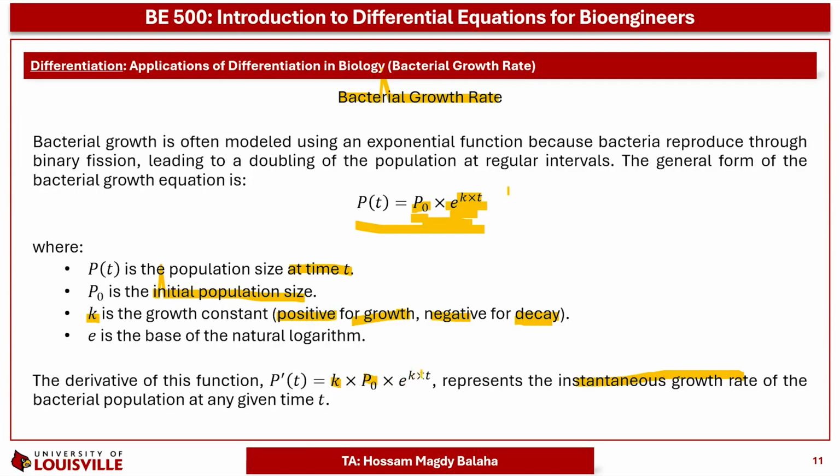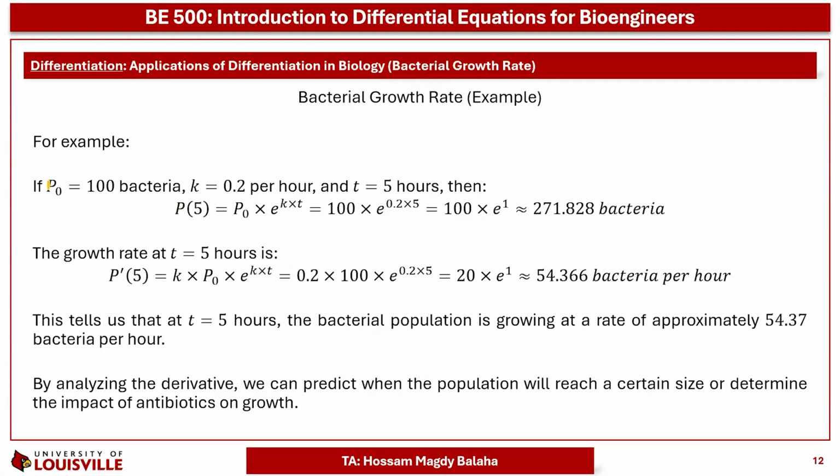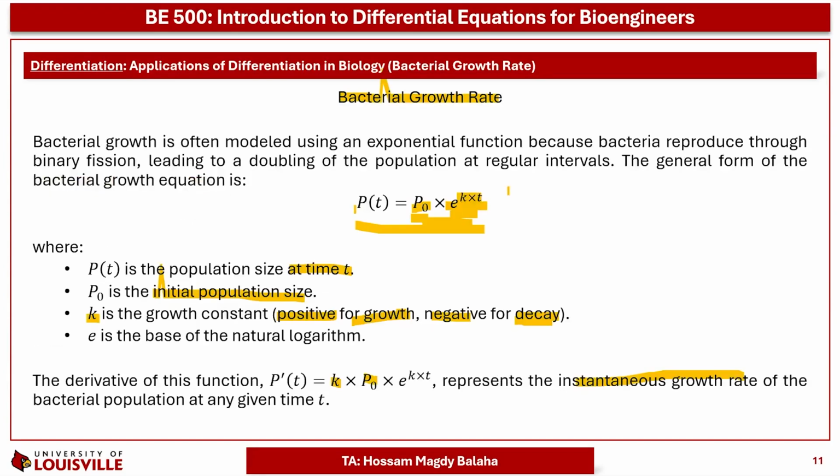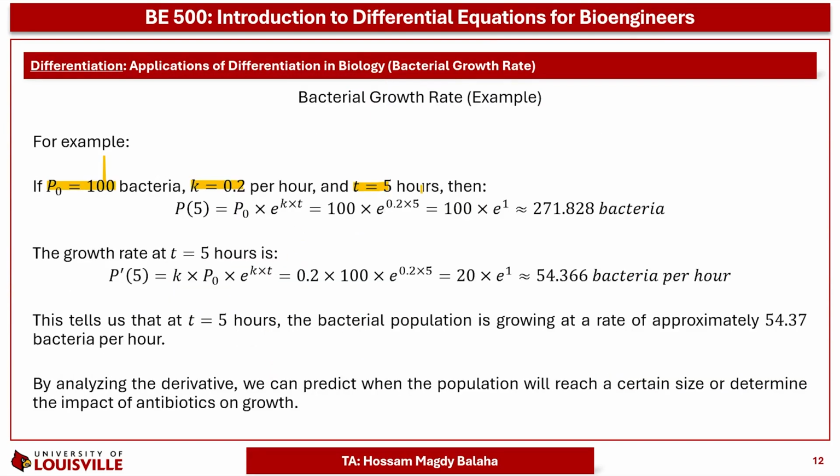So if you have an initial bacteria count of 100 and k, the constant, is 0.2 per hour and the time is 5 hours, then to find the current bacteria, you can substitute in the normal equation. But if you need to find the rate of change or the instantaneous growth rate, you will apply the derivative of that function. So simply substitute these values in the original equation, you will get 271 bacteria at 5 hours with initial 100 bacteria.